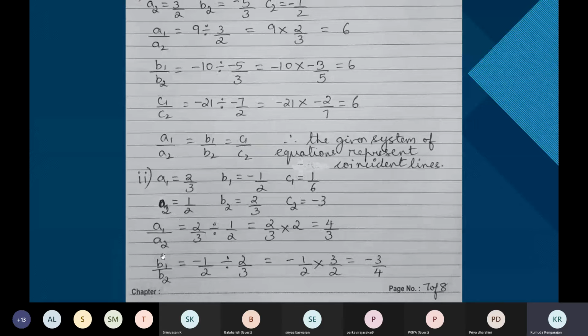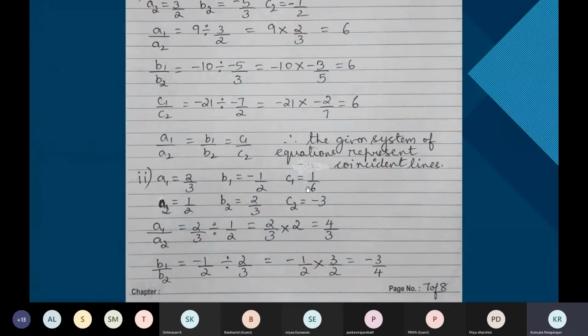Then find the ratio. What is A1 by A2? See, this is A1 divided by A2. And you know how to continue. So 4 by 3. This is minus 3 by 4. So this itself is enough. You find A1 by A2, you find B1 by B2. You see that they are not equal. You don't have to find C1 by C2 at all.